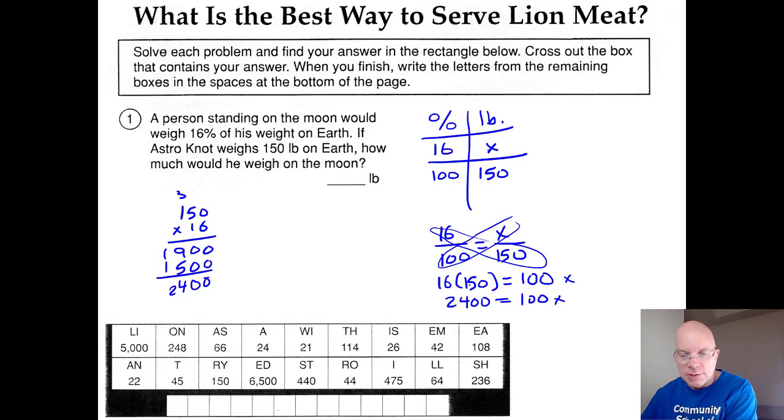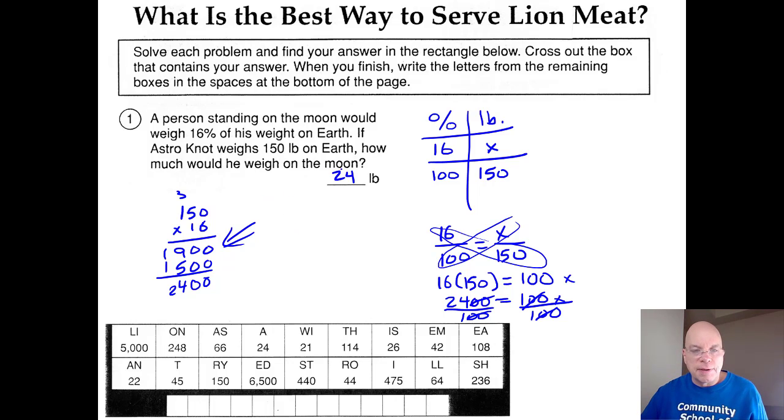What I did here is I took 100 sixteens, which is 1600, and then 50 sixteens would be half of 1600, which is 800, because 50 is half of 100. And so 1600 and 800 is 2400. You really don't need to rely on this as much once you get some practice about breaking the numbers down and things like that. So I'll divide both sides by 100 now. To find x, well, that's easy because 2400 divided by 100 is 24. 24 pounds.